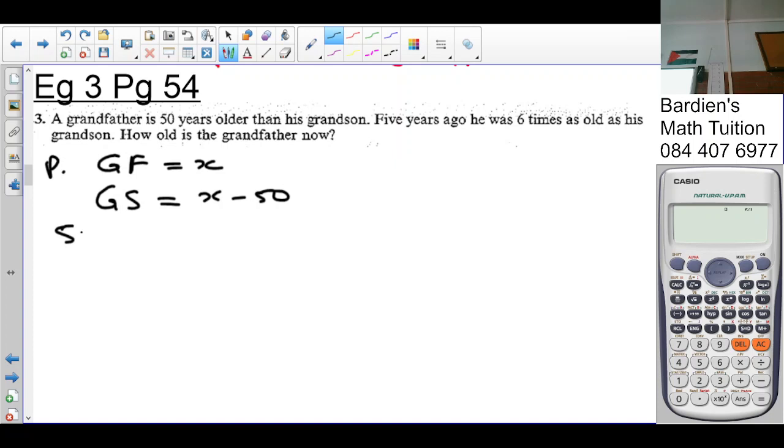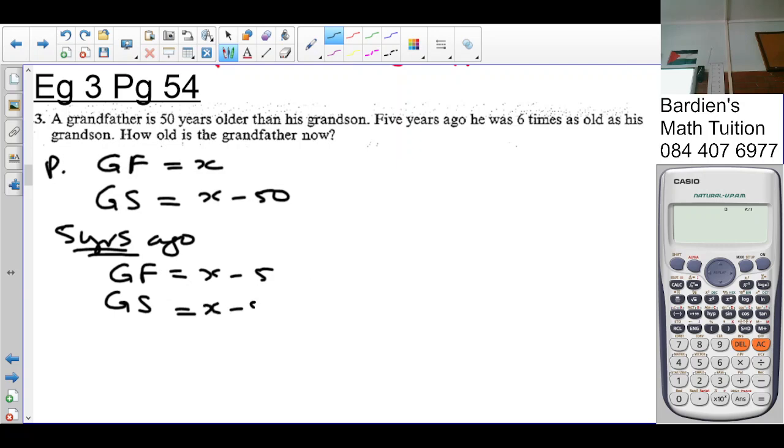5 years ago, how old will the grandfather be? X minus 5. The grandson? X minus 50 minus 5, which is X minus 55. Not so?